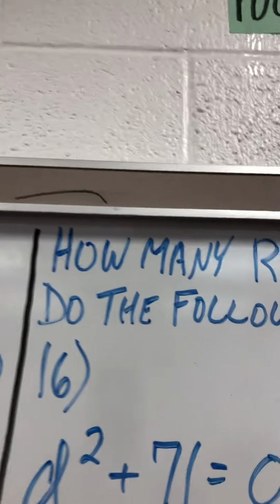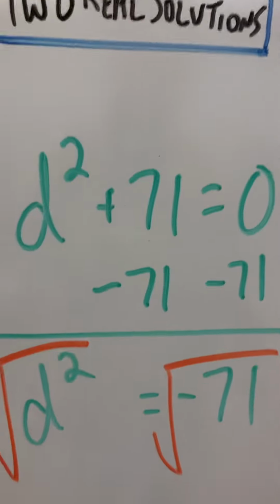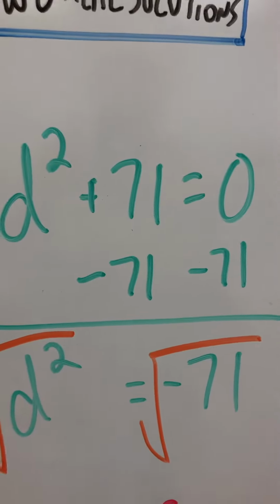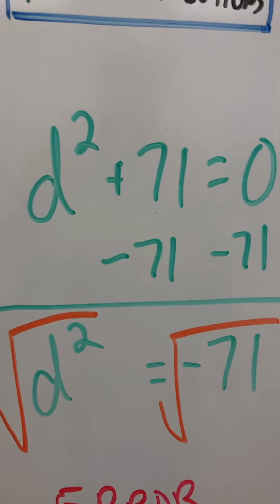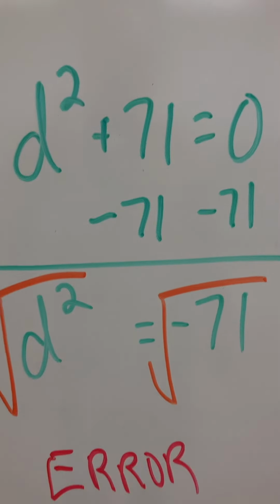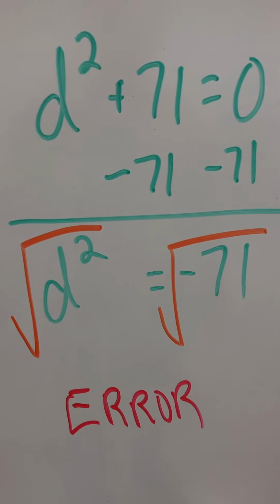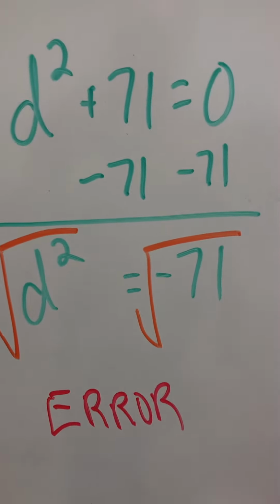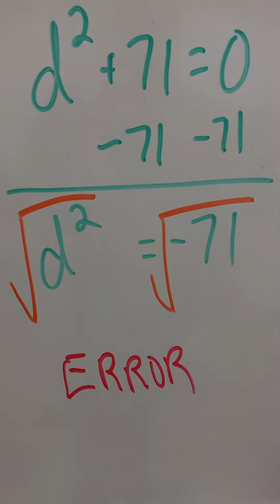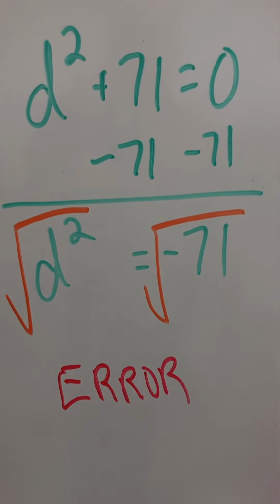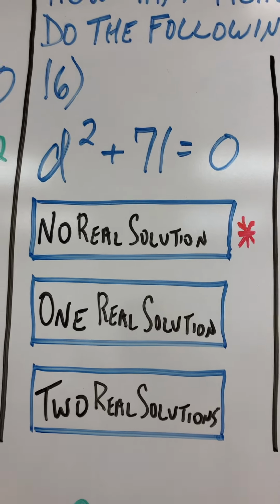Now, over here, d squared plus 71 equals 0. Would you agree that I'm going to minus 71 from both sides? I would like you to try taking the square root of negative 71 on your calculator. You will get an error message. Can't take the square root of a negative, right? Is there any way to take any number times itself and get a negative? No, it does not exist. Okay, so there are no real solutions to this one.